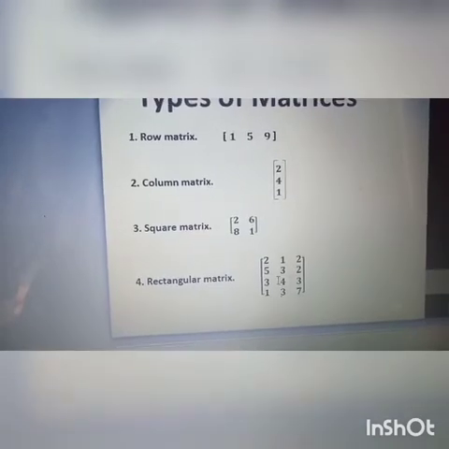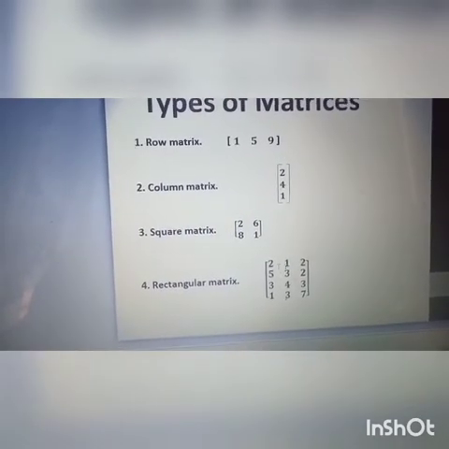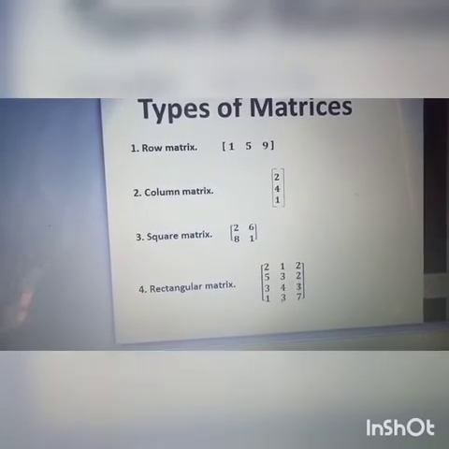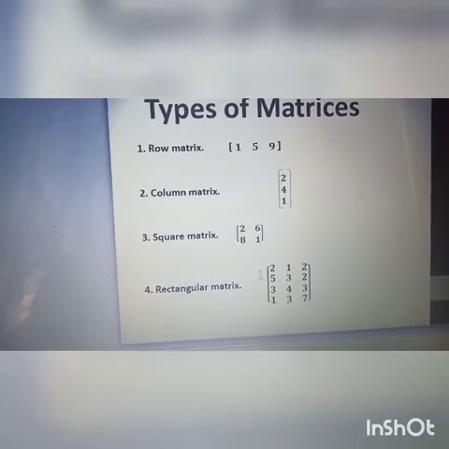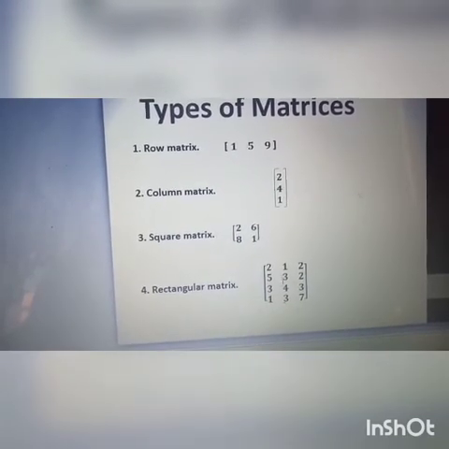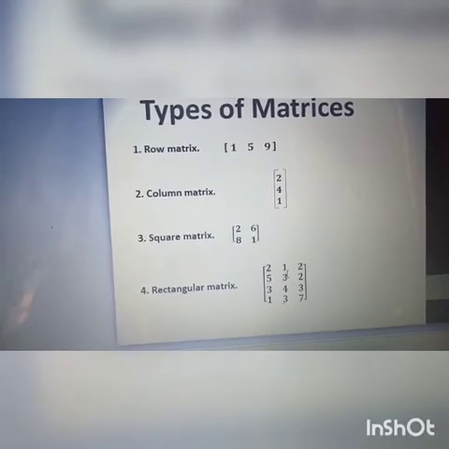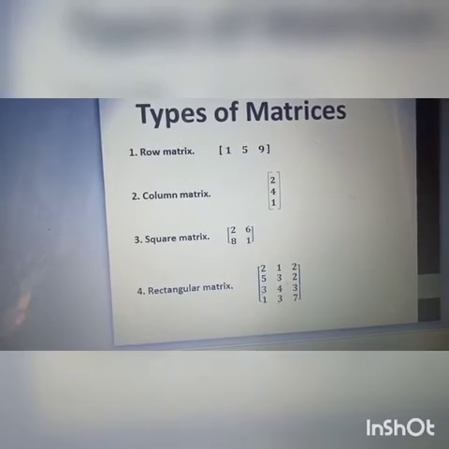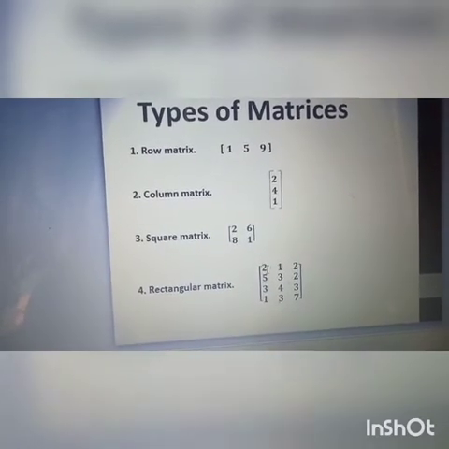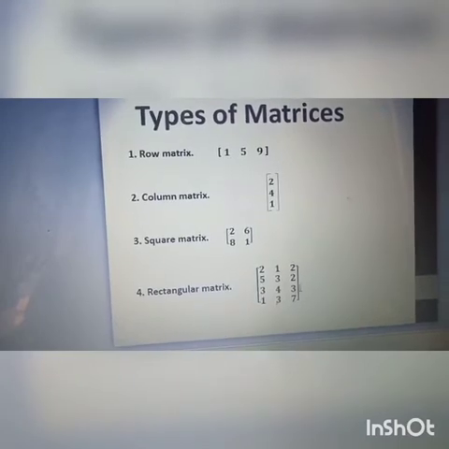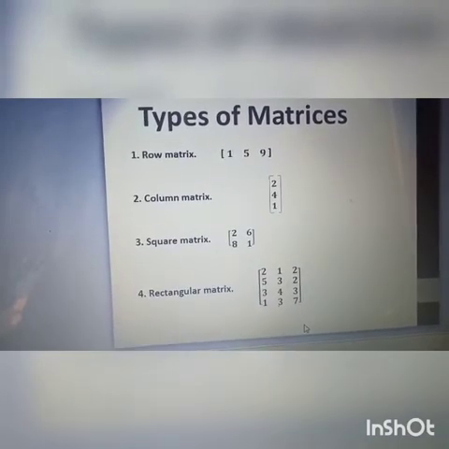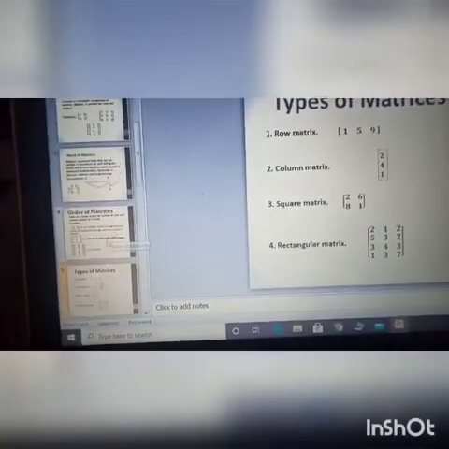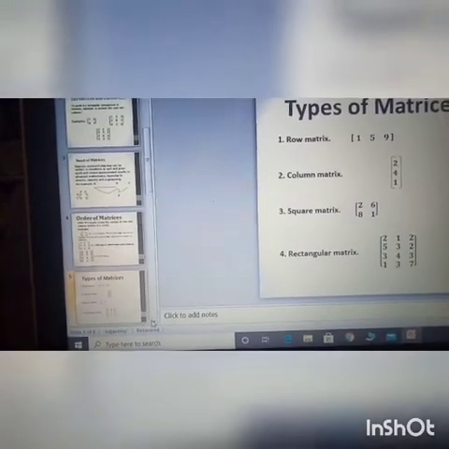The fourth type here is rectangular matrix. In this example, you can see, if you calculate in your mind as well, a total of 1, 2, 3, 4 rows are there and 3 columns are there. So is it showing a square shape or a rectangular shape? Yes, it is a rectangular shape because this side is shorter and this side is longer. The other way to understand is that the number of rows is more than the number of columns. They are not equal, that's why it's a rectangular matrix. So yes, 4 types are done. Let's move forward and discuss the other types of matrices.